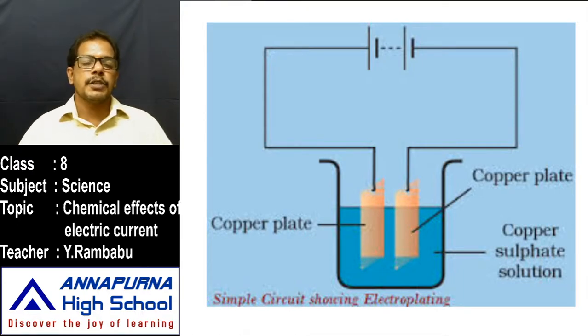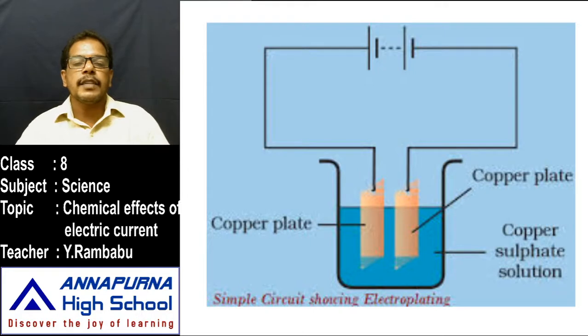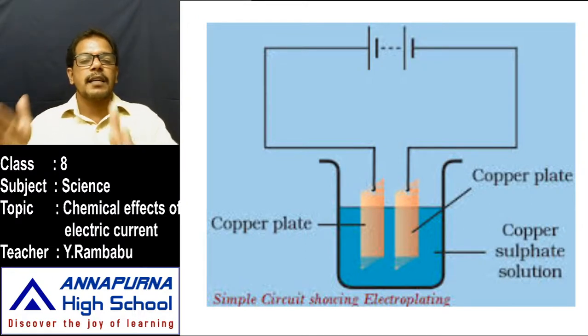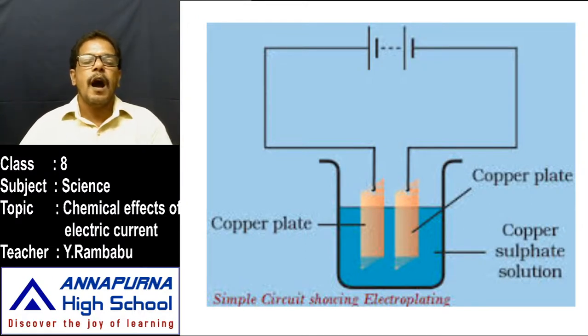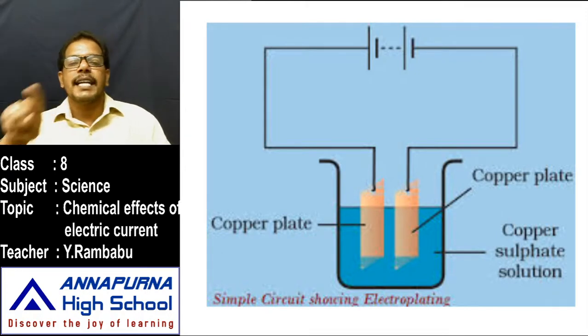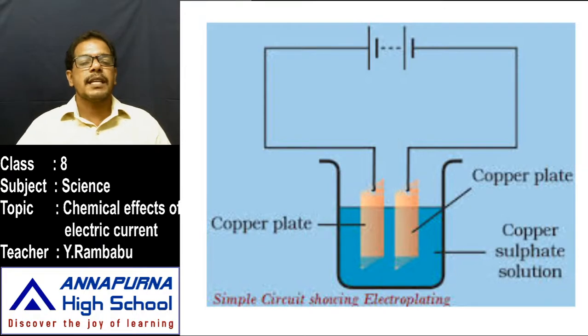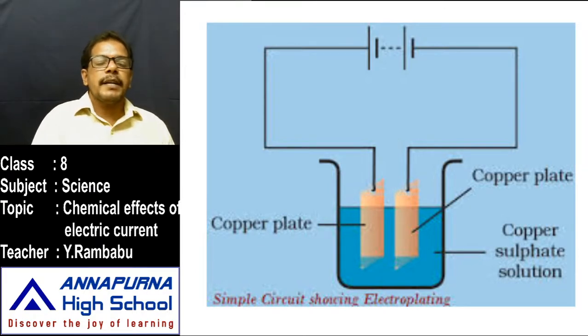These Cu2+ ions move towards the negative electrode, and SO4 2- ions towards the positive electrode. Whenever the Cu2+ ions reach the negative electrode, they are changed into neutral copper atoms, and that copper is deposited on the plate connected to the negative terminal of the battery. That means on the right side copper plate or copper rod, a brown color coating of copper is deposited.